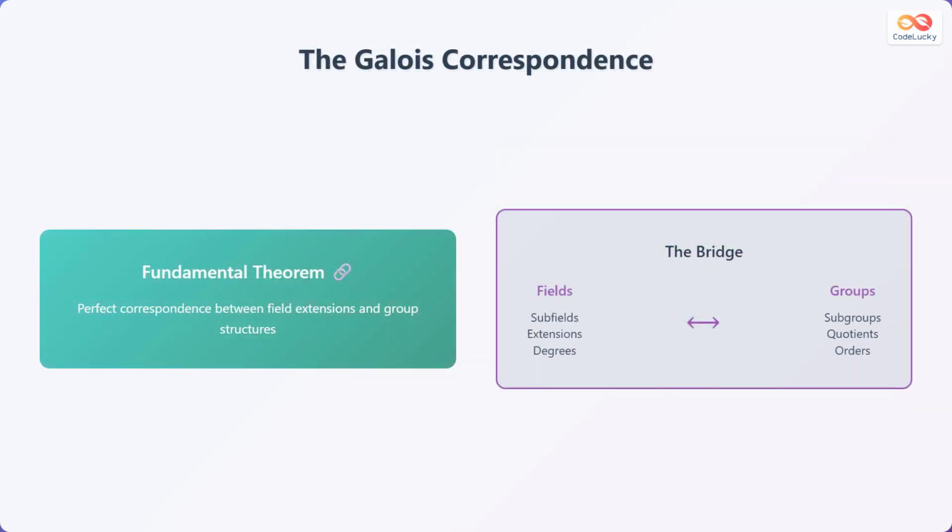The Galois correspondence is the fundamental theorem that reveals a perfect correspondence between field extensions and group structures. It establishes a bridge between fields and groups. On the field side, we have subfields, extensions, and degrees. On the group side, we have subgroups, quotients, and orders. The Galois correspondence links these two seemingly different mathematical structures, providing deep insights into the solvability of polynomial equations.